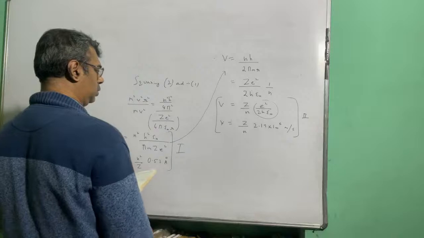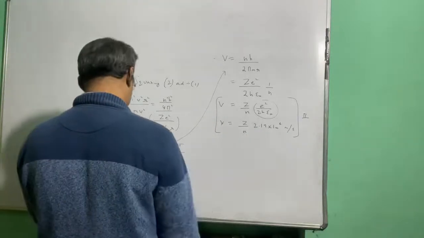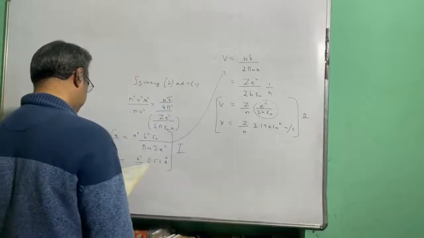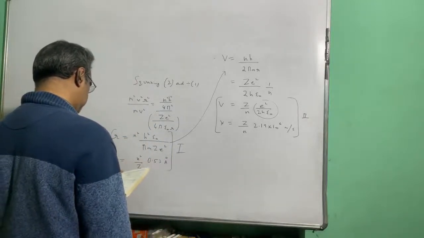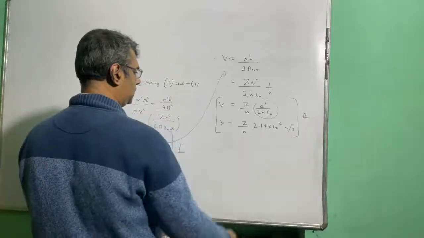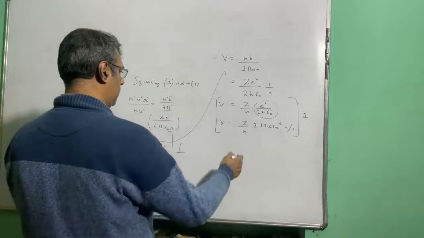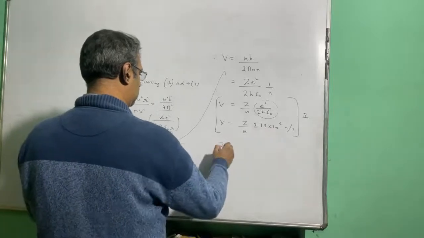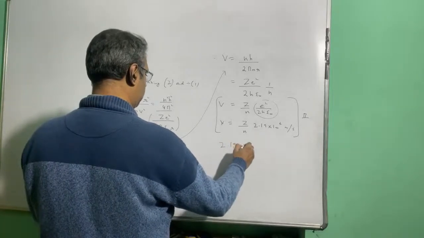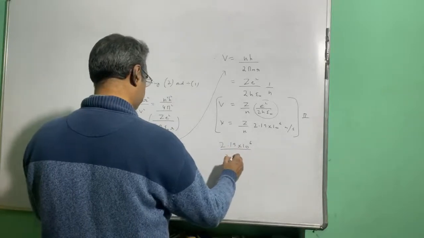So this combination we call number 2, that is velocity in terms of the ground state. So remember, the ground state velocity is 2.19 into 10 to the power 6 meter per second.